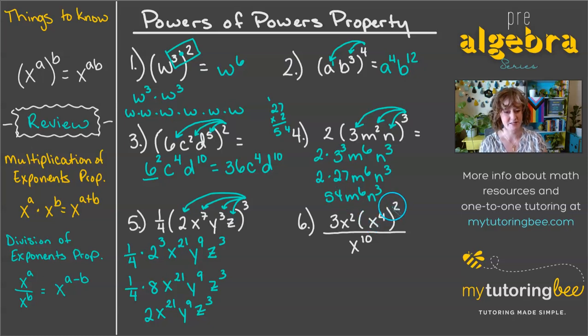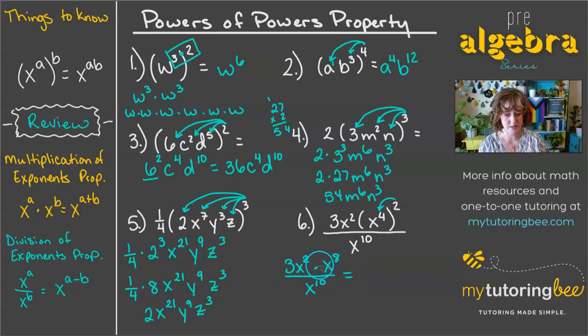All right, let's give this a go. So I'm going to go ahead and start. There's a lot of different ways you could start with this, with either simplifying, but I'm going to start with my powers of powers property. So this is going to be 3x squared. I'm just rewriting that part times, and then this is going to be x to the 8th, and then that's all over x to the 10th power.